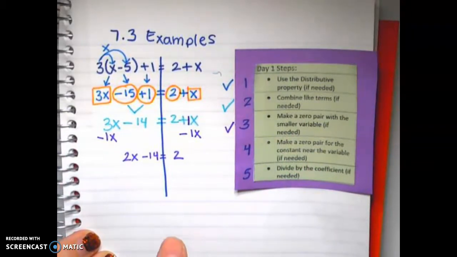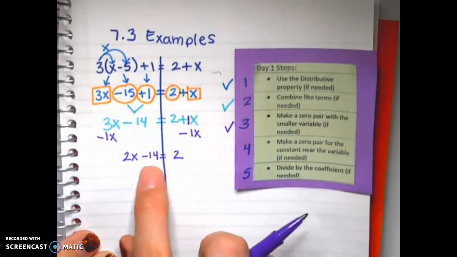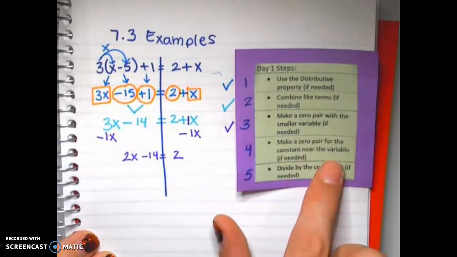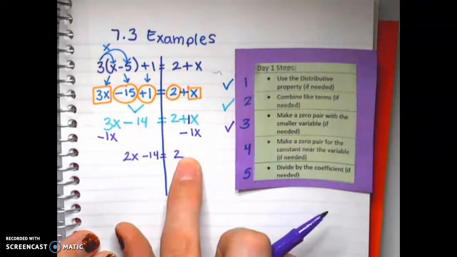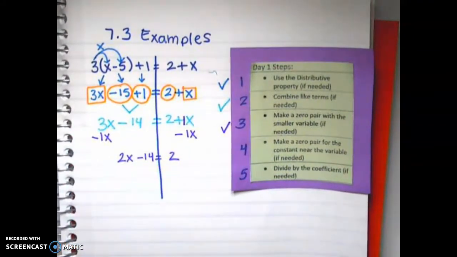needed. So remember, constants are numbers that do not have variables on them. These 2 numbers do not have variables, but my instructions say the constant near the variable. This constant does not have a variable on this side, but this one does. So I'm going to be making that -14 a 0 pair.